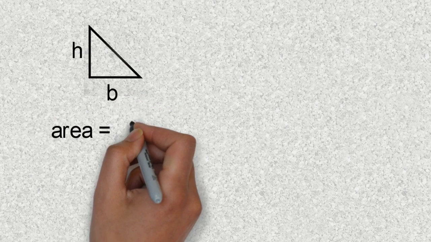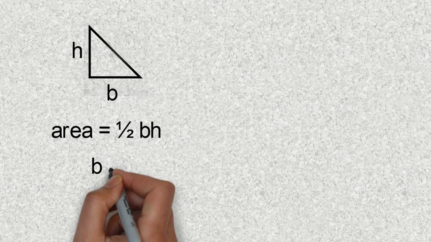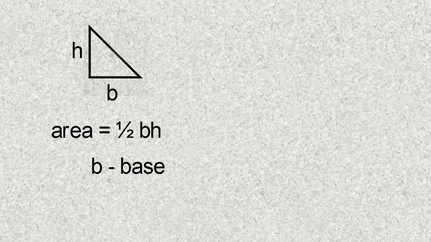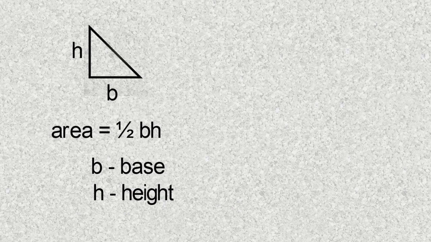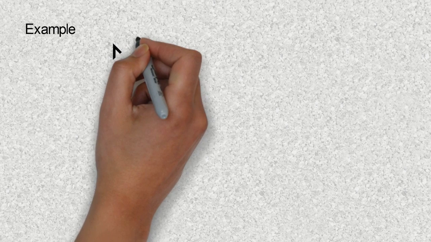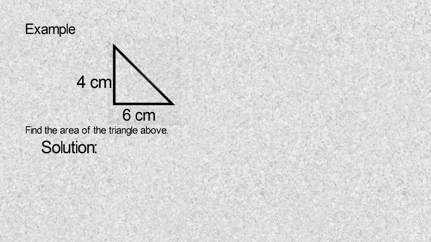But here we won't be using L and length and breadth. A triangle has height and base. So which will give us 1 over 2 BH. The B is the base and the H is the height. Do you understand that? So the formula for area of a triangle is half base times height. Do you get that? So example now is we have a triangle of 4 centimeter in height and 6 centimeter of base. So how do we do this? So we find the area of the triangle above.